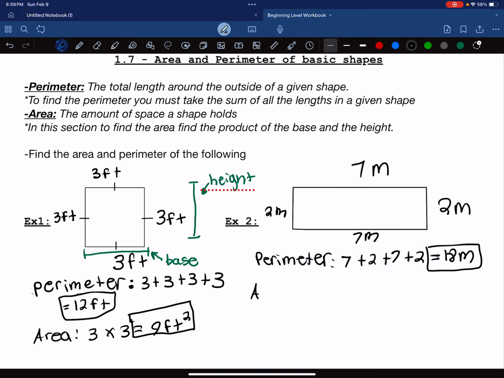And then our area is going to be our base times height. And our base is here. And our height is here. So it's going to be 7 meters times 2 meters. And 7 times 2 is 14 meters. And then because we are finding the area, our units are going to be squared.